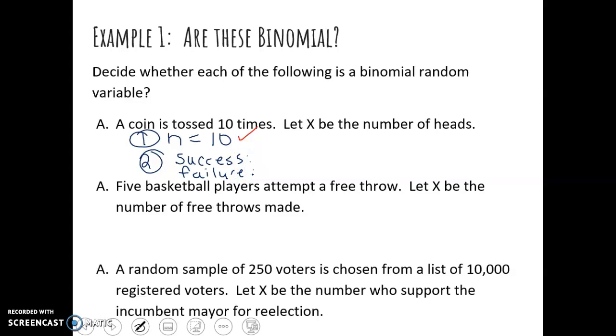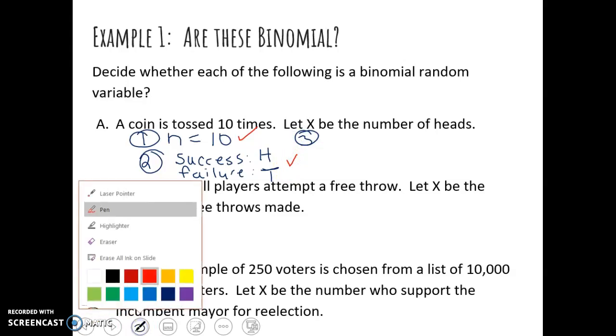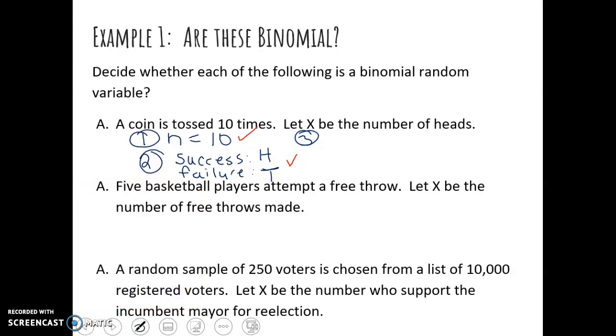So let's see, a success would be heads, a failure would be not heads, in which case would be tails. Number 3, so that one, hold on, number 2 was check. Number 3, we need to have the same probability for every trial. So the probability of success, P, what's the probability of heads? 1/2. And that would be the same for every flip. So we'll check off on that as well.